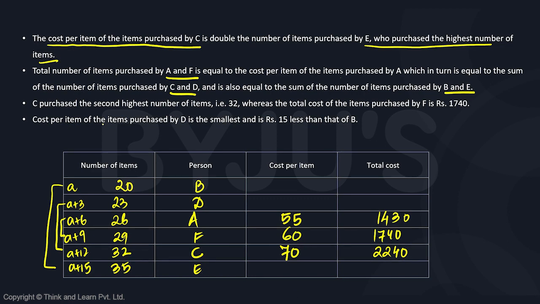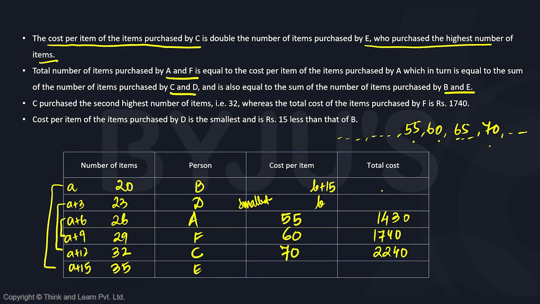Now, cost per item of the items purchased by D is the smallest. So this is the smallest and is 15 less than that of B. So if I consider this to be B, this is going to be B plus 15. Now, if we already have 55, 60, 65 is a missing value, then we are going to have 70. And then since cost per item is an AP, we can have values beyond these also, right? Out of which only 3 values are known to us so far.